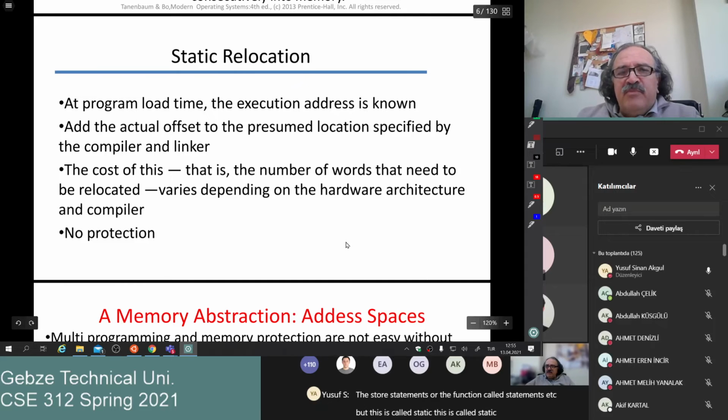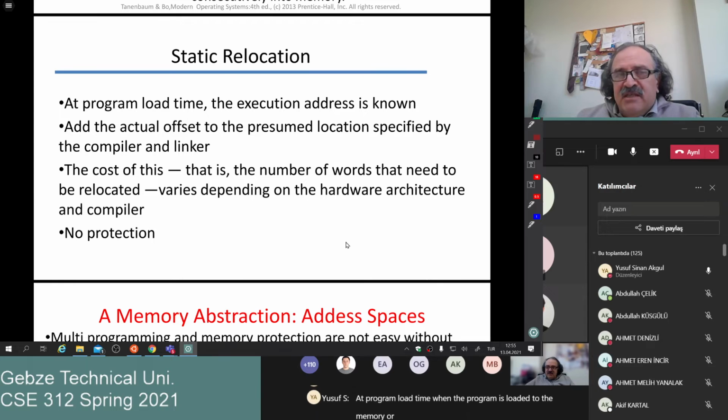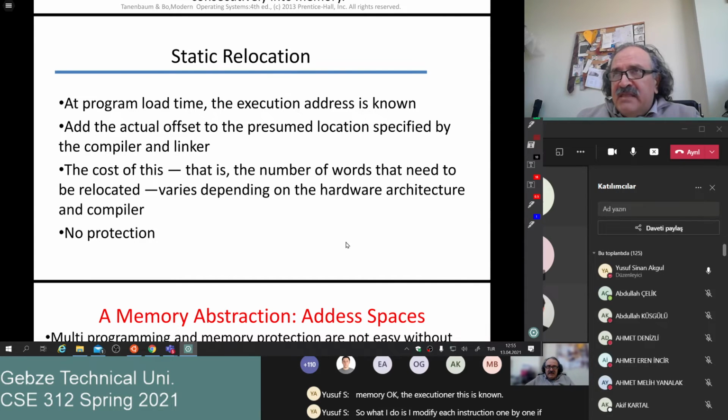relocation. At program load time, when the program is loaded into the memory, the execution address is known. So what I do is I modify each instruction one by one. If it contains an absolute address in the memory, I modify it so that it reflects the new location of the program. Okay, so that's one solution. When you are loading the program, we can do this kind of modification in our program. So that means that loading our programs will be difficult, right?